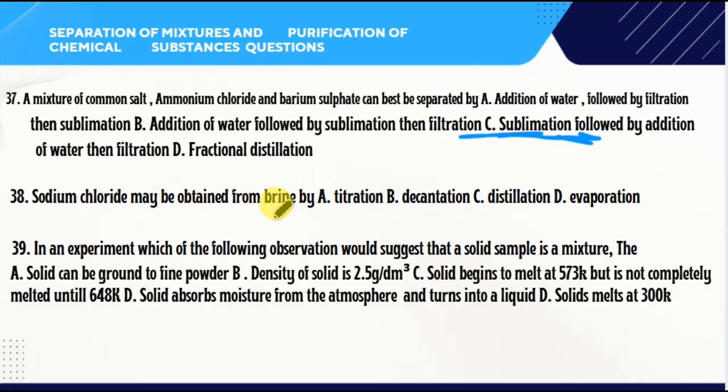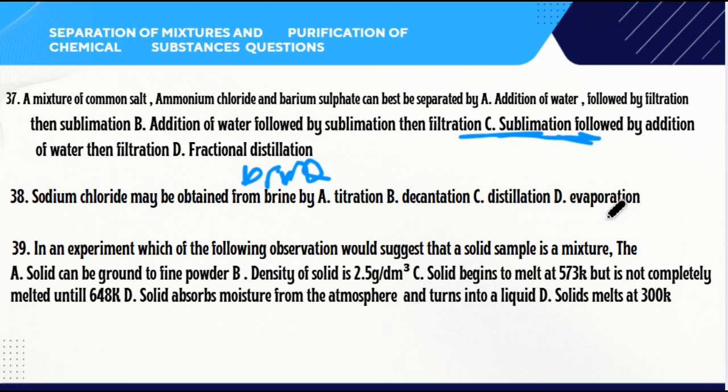Sodium chloride can be obtained from brine by that. What is brine? Brine is a solution of sodium chloride. If you dissolve sodium chloride in water, you get brine. So you can obtain sodium chloride from brine by evaporation. You cannot use distillation because the two of them are not solutions. You can get it by evaporation.